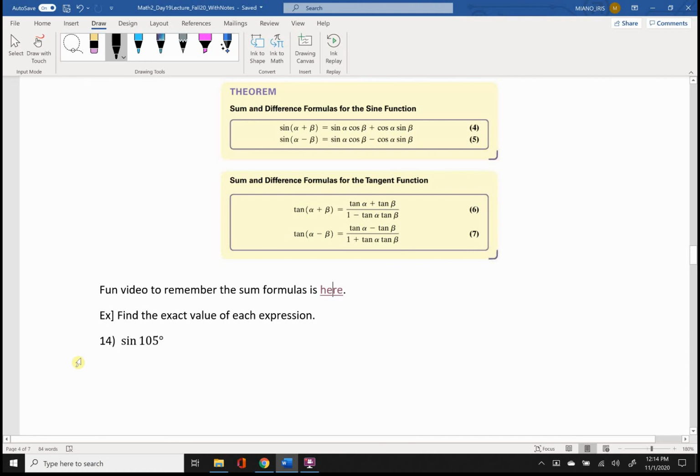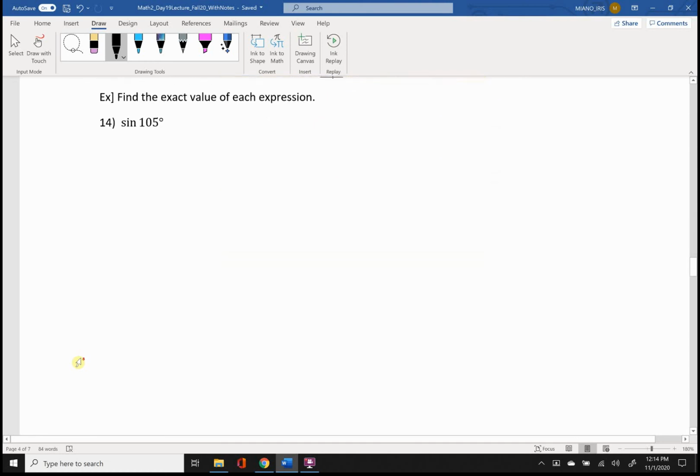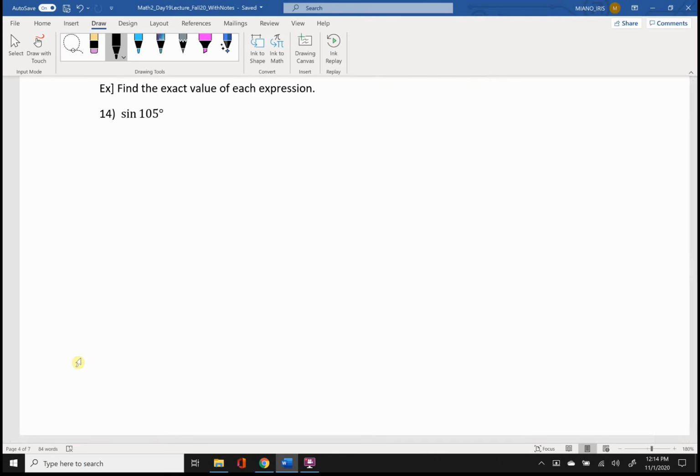All right, now let's get into a series of examples, and this is where the bulk of the lecture is going to be, where I'm going to show you a bunch of examples of various types of exercises where you use these formulas, and I'll give you some pointers along the way as much as I possibly can. Okay, so let's start with finding the exact value of the sine of 105 degrees. And again, we are meant to do this without a calculator.